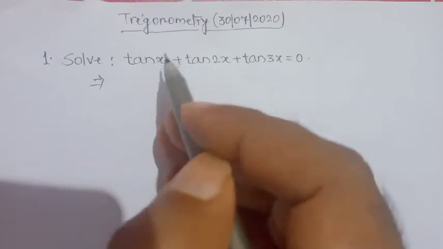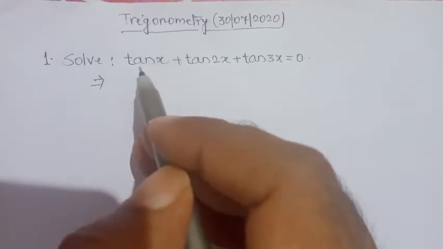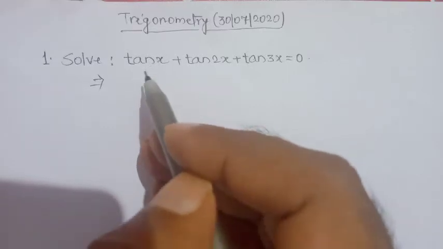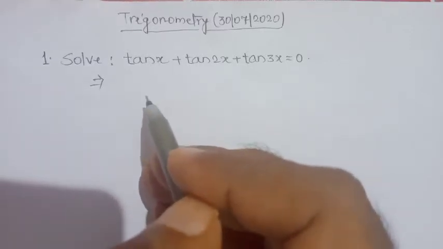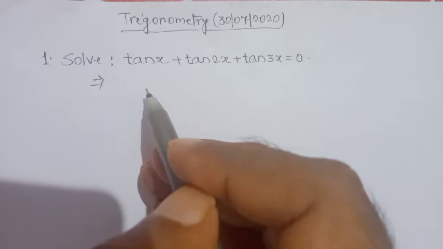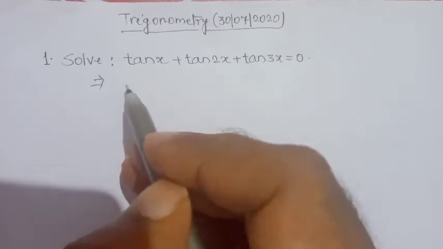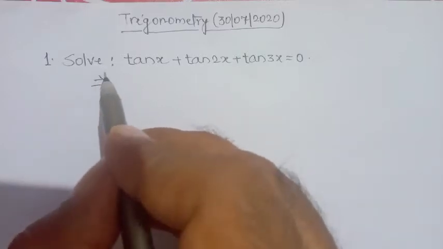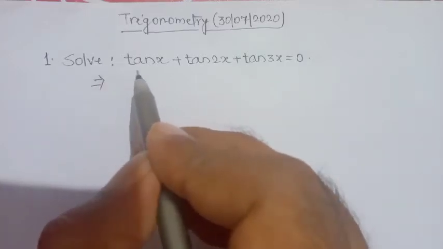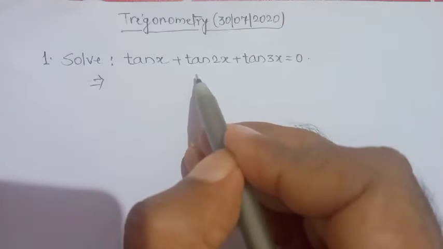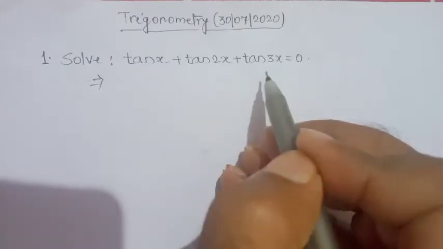Students, as you know, we are doing trigonometrical equations and we are in the last phase of trigonometrical equations. I am here with some more problems from trigonometrical equations. See the first question. Solve tan x plus tan 2x plus tan 3x is equal to 0.